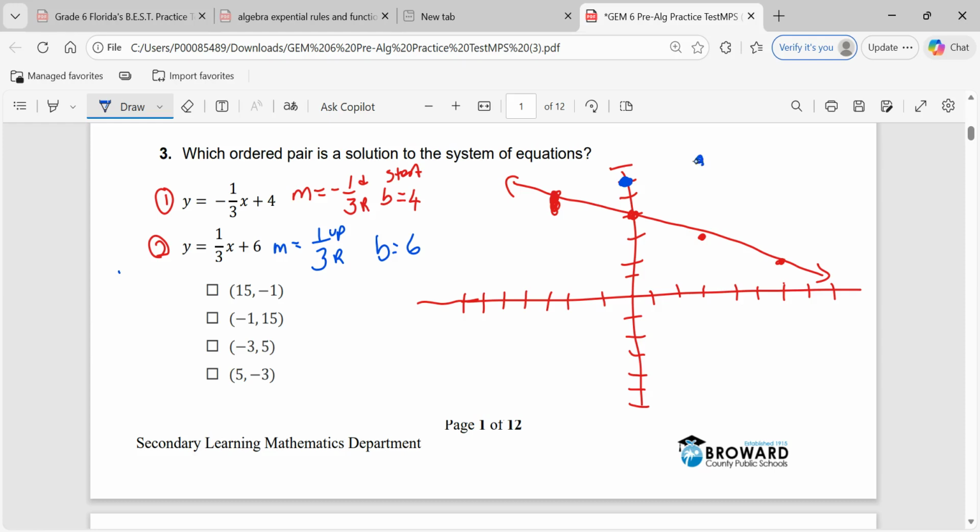But I realized I'm running out of room, so I could go down 1, left 3. Oh, there you go. I've already figured out, boom. This is the solution to my system. And it's here at 1, 2, 3, -3, and 1, 2, 3, 4, 5.